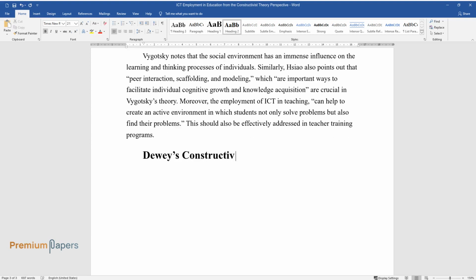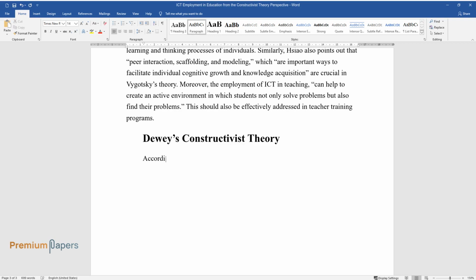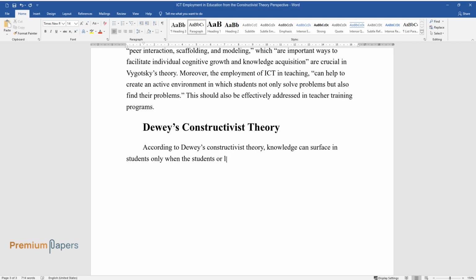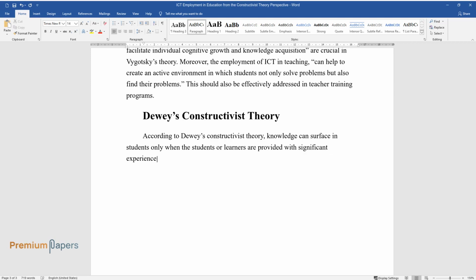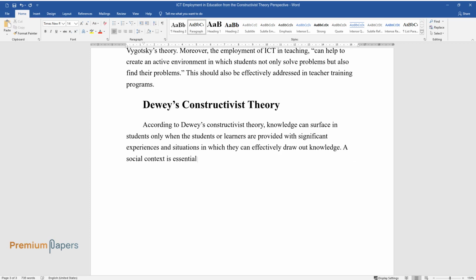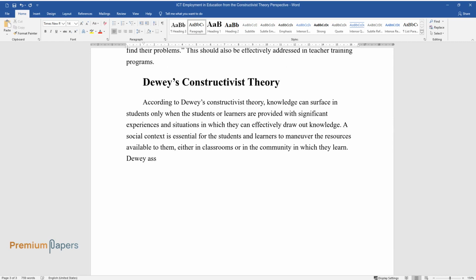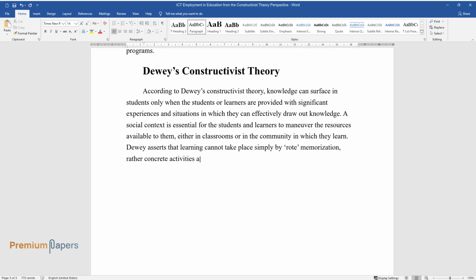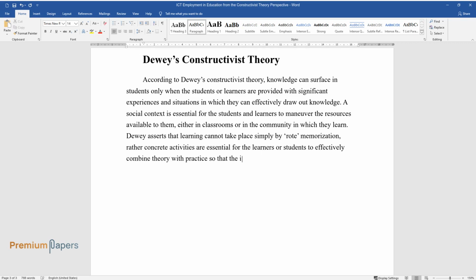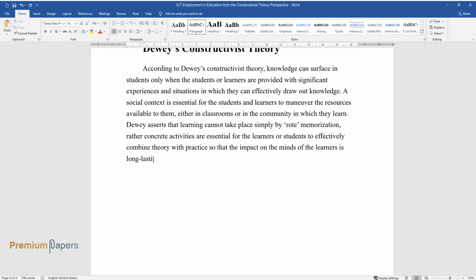Dewey's constructivist theory. According to Dewey's constructivist theory, knowledge can surface in students only when the students or learners are provided with significant experiences and situations in which they can effectively draw out knowledge. A social context is essential for the students and learners to maneuver the resources available to them, either in classrooms or in the community in which they learn. Dewey asserts that learning cannot take place simply by rote memorization, rather concrete activities are essential for the learners or students to effectively combine theory with practice so that the impact on the minds of the learners is long-lasting and successful.